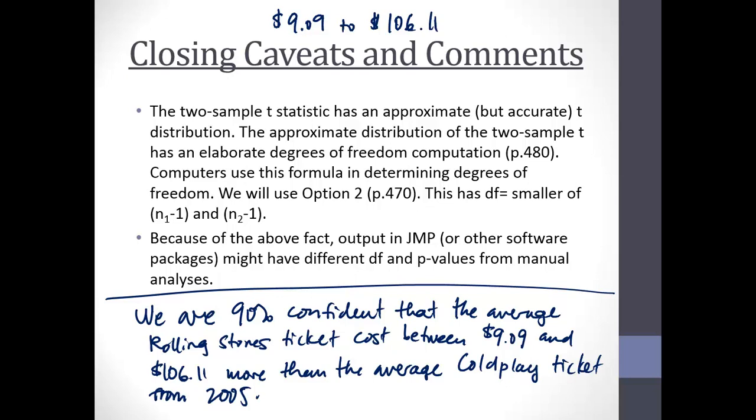Remember that in the hypothesis test we said that the Rolling Stones tickets cost more than the Coldplay tickets, and now we can say how much more they are. They're between $9 and $106 more than Coldplay tickets.